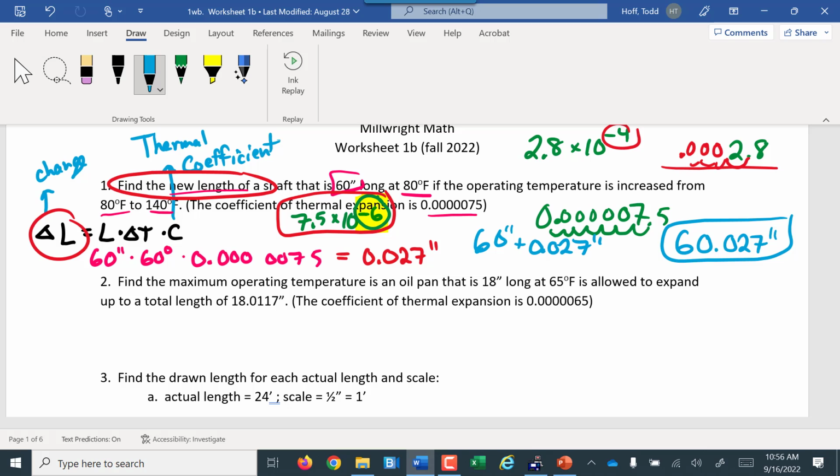Doesn't sound like a significant change, does it? On a 60-inch shaft, it isn't much. It's about a 40th of an inch. If you're dealing with longer things, like a roof truss, thermal expansion can be as much as a half of an inch. That'll actually cause 7 or 8 inches of rise or fall in a roof if you have radical temperature swings.